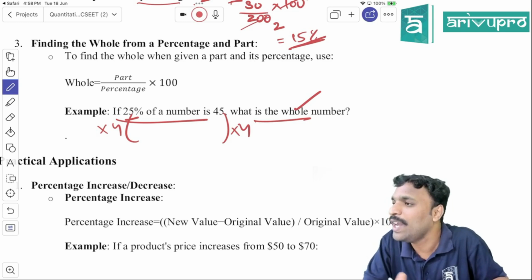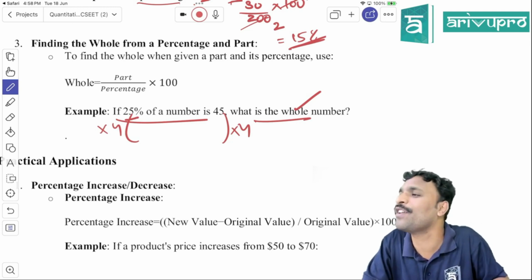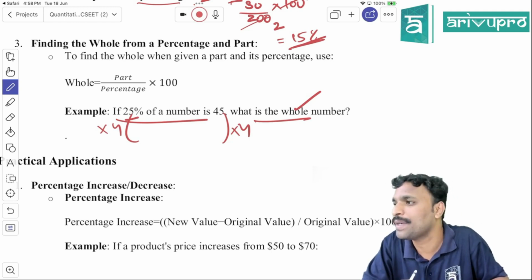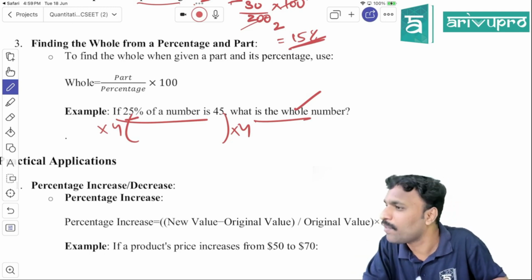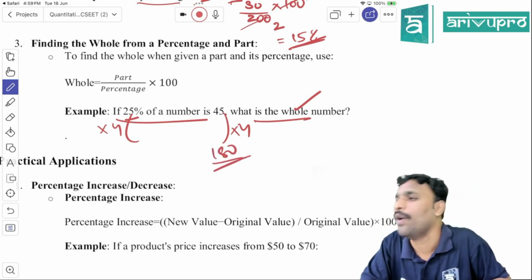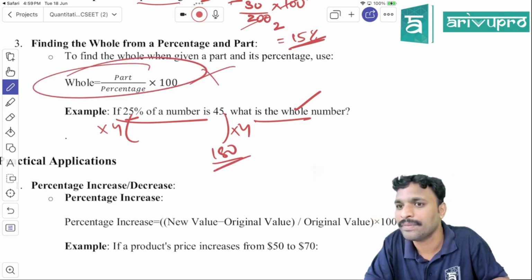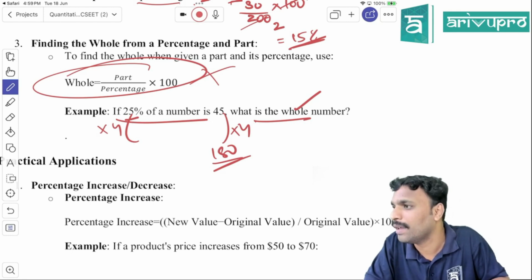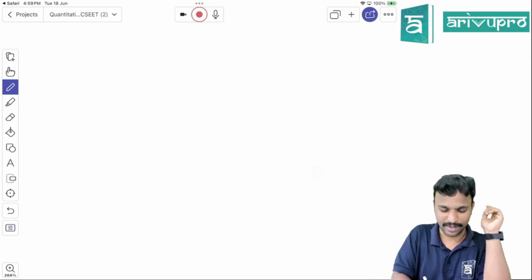Are you getting it? How will you make 25 into 100? You have to multiply by 4. 45 also you have to multiply by 4. 45 4s are how much? 40 4s are 160. 5 4s are 20. 160 plus 20, 180. So the whole number is 180. You can say bye bye to this formula. Only for the formality I have written the formula. You need not write the formula at all, because you can't write it in the exam. I'll give you another example.